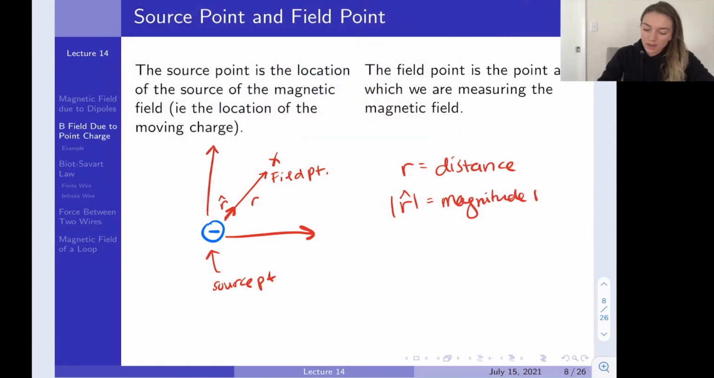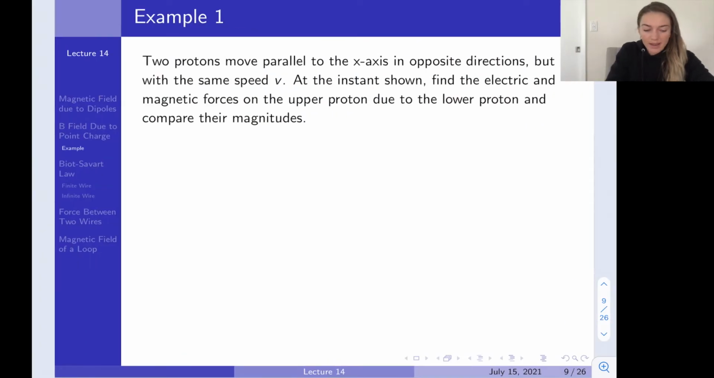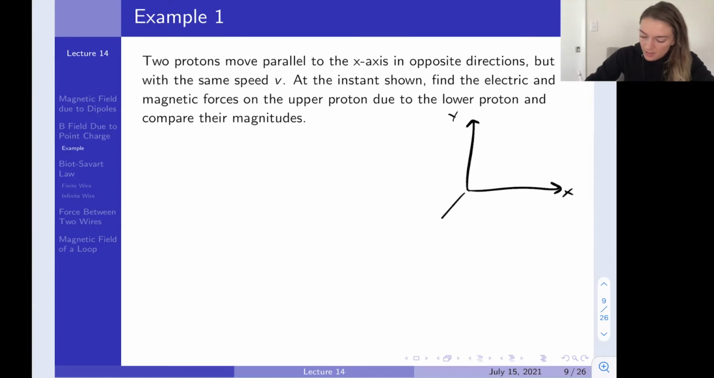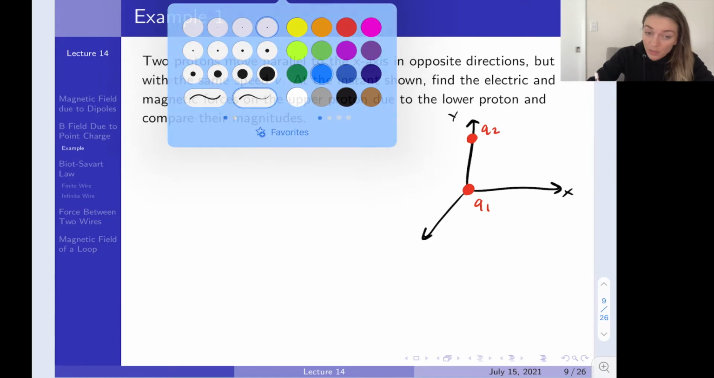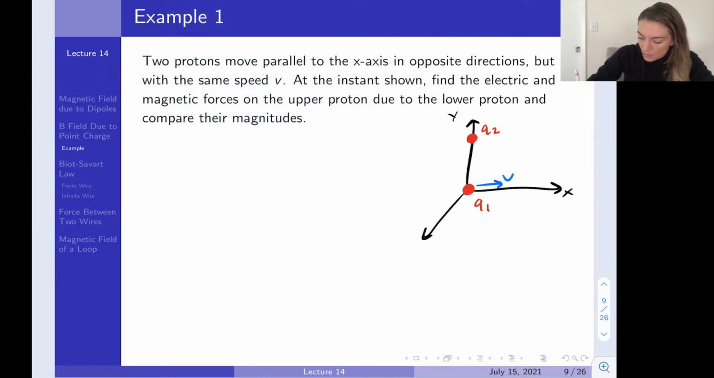All right, so let's do an example with this first. Here we have 2 protons moving parallel to the x-axis in opposite directions. Let's draw this. We have our y direction, our x direction, and our z direction coming out. Our first charge is down here. We have 2 protons, Q1 and Q2. They're moving parallel to the x-axis in opposite directions. Q1 is moving this way, and Q2 is moving this way, and they have the same speed v.